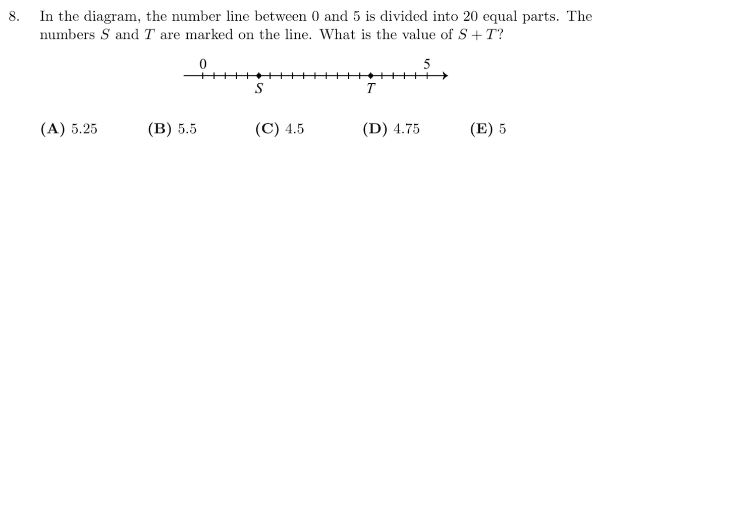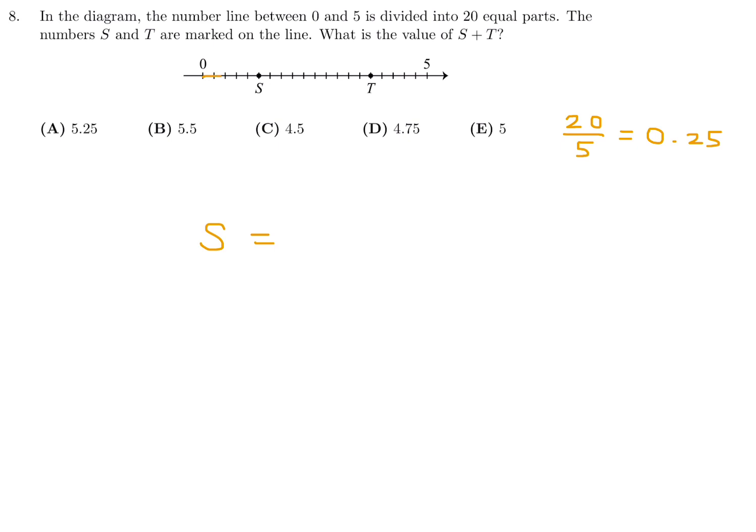In the diagram, the number line between 0 and 5 is divided into 20 equal parts. The numbers S and T are marked on the line. What is the value of S plus T? Well, to get the value of each of those segments, we have to divide 5 by 20. And when you do, you get 0.25. So each of those is 0.25. So now let's figure out what S and T are.